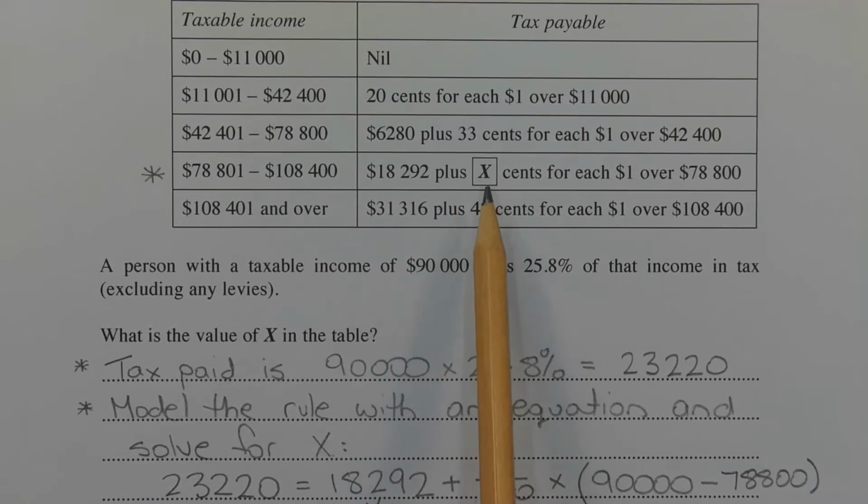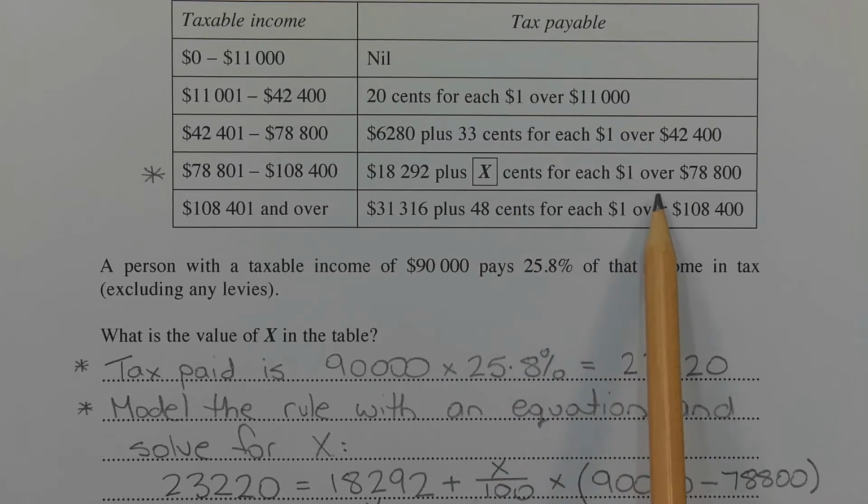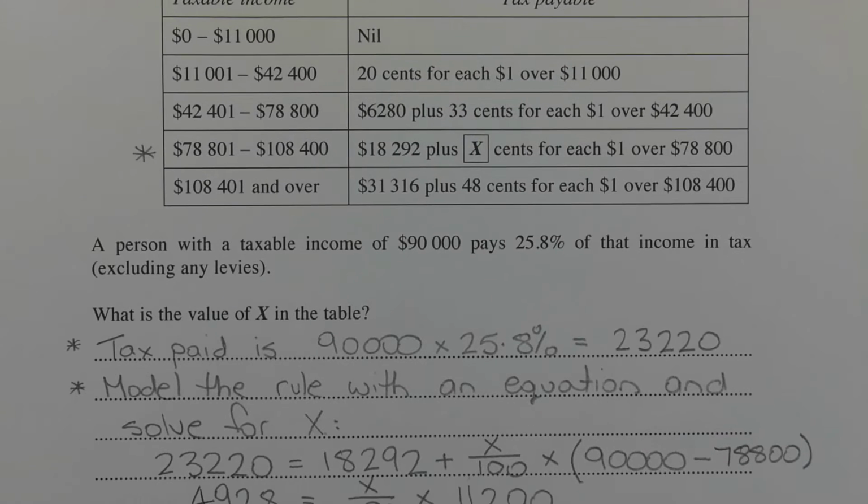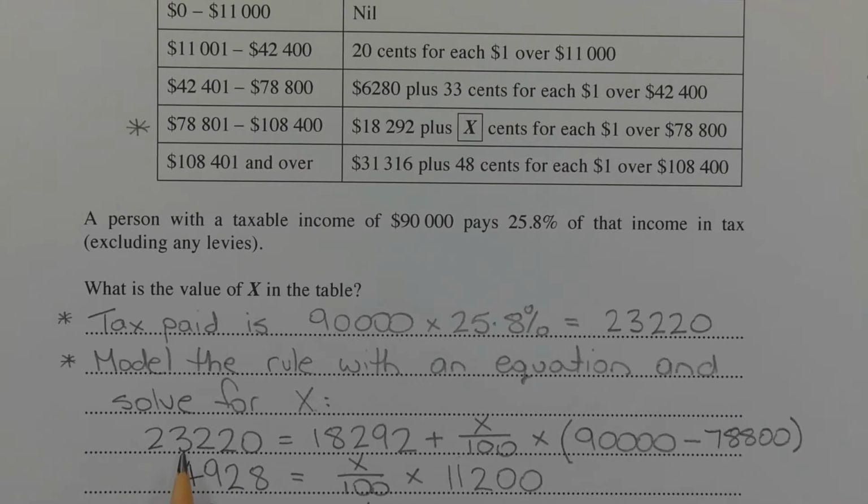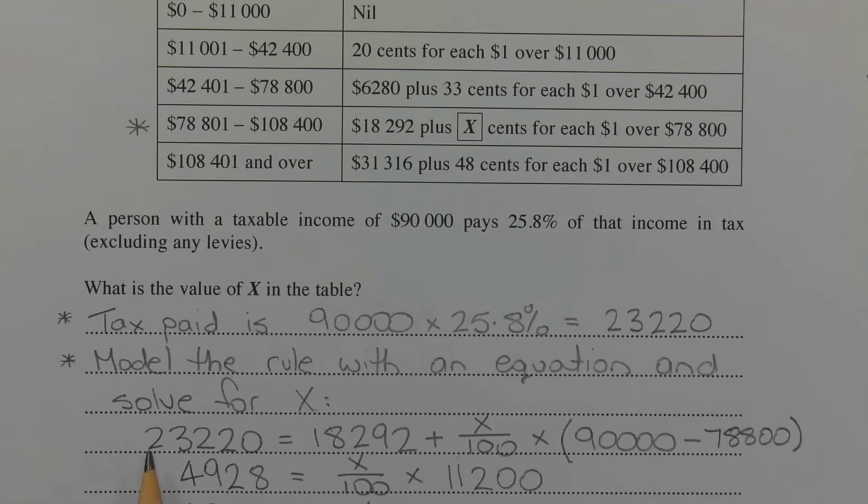Now, the next part of the solution is to model the rule in this row, $18,292 plus X cents for each dollar over $78,800, using an equation and then solving that equation for X. So the equation I'm going to use to model the rule is 23,220, which represents the amount of tax paid on this taxable income, and that equals $18,292, which is from this value here, plus X over 100.